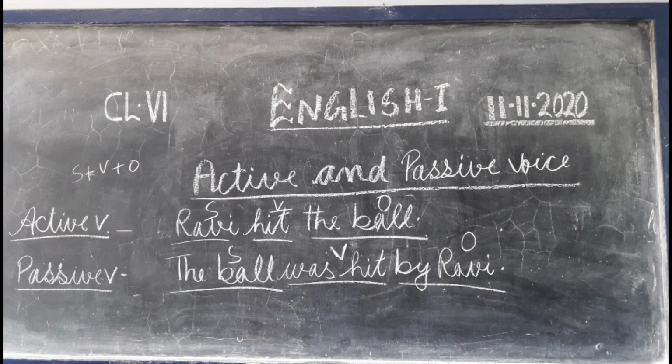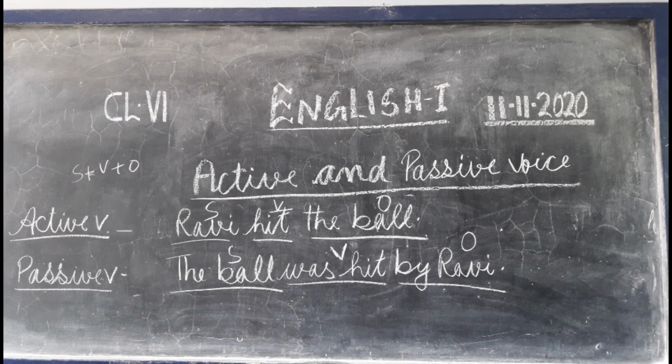So let's see the definition of active and passive voice. In a sentence, if the subject of the sentence is the doer of the action, it is said to be in the active voice. It means in the sentence, Ravi hit the ball. Who is the doer here? Ravi. And what is the action? Hitting the ball. So it is the active voice. If the subject of the sentence is the doer of the action, okay, Ravi is doing the action, hitting the ball. So ball became an object here.